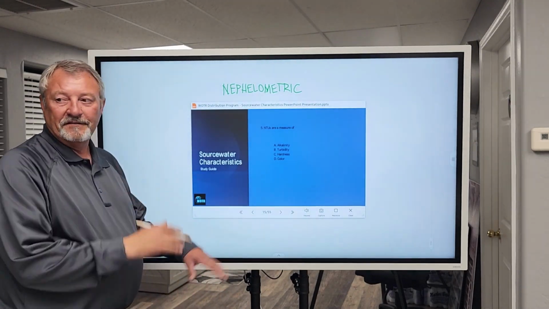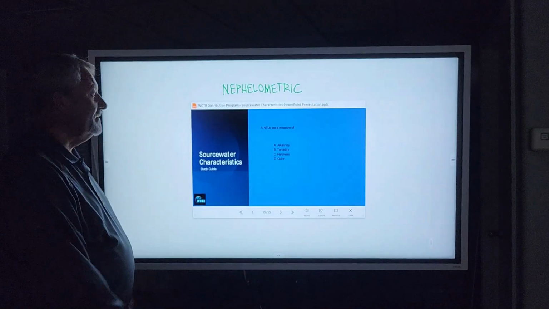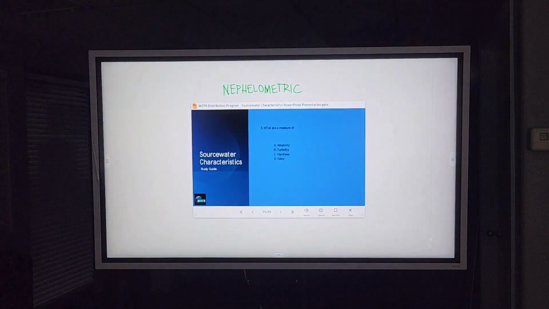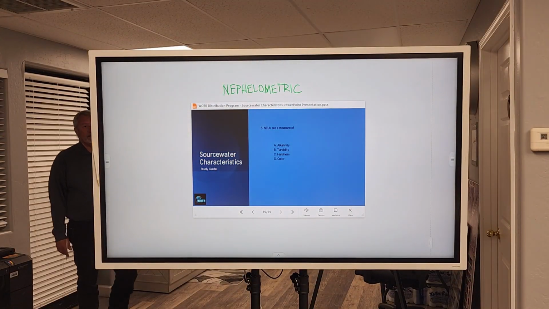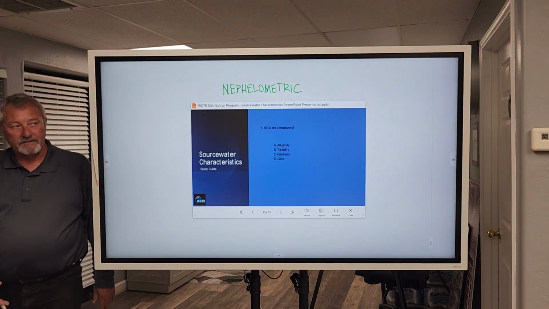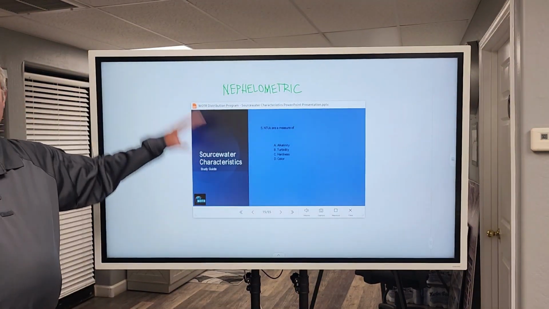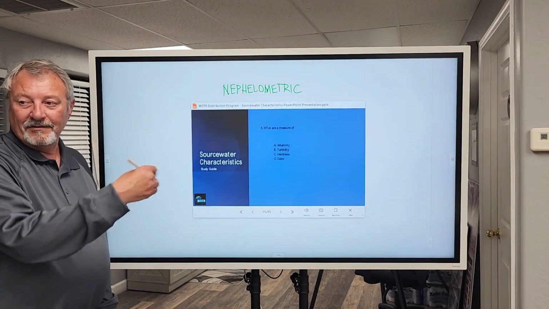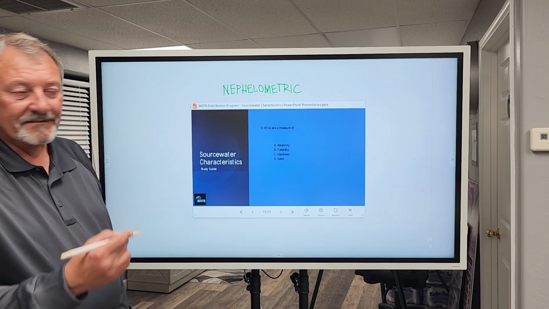I'm new to using this Samsung interactive whiteboard. And I like it a lot more than using a regular whiteboard. There's less glare because this has kind of got a matte finish. Yeah. But it's weird writing on it. It takes like twice as long to write something.